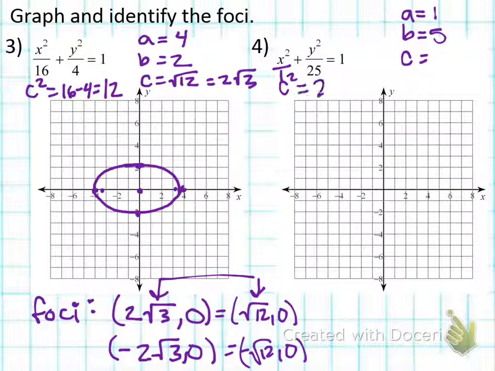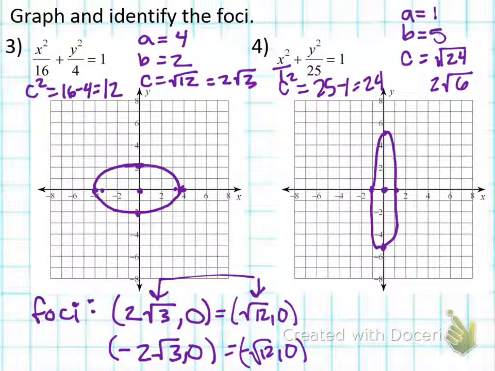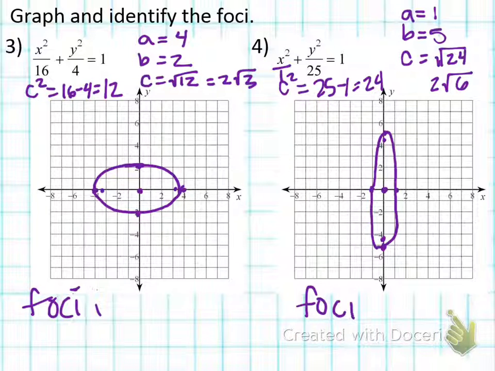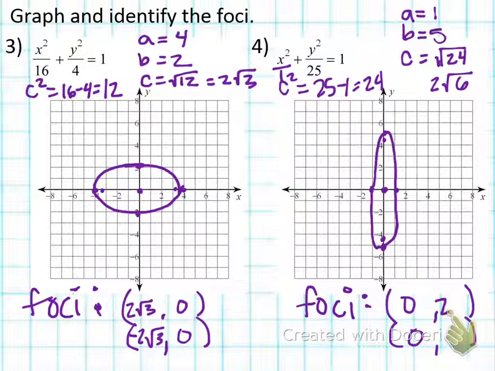Okay, for number 4, same thing. We look at A, B, and C. We get root 24 for C, which simplifies to 2 root 6. From the center at 0, 0, I go 1 unit in either direction in the X and 5 units in either direction in the Y. And sketch my ellipse, and then I go square root of 24, which is just about 5 units. I'm going to go that many units up and down from the center since my major axis is vertical here. And that will give me 0, 2 root 6 and 0, negative 2 root 6 for my foci on number 4.